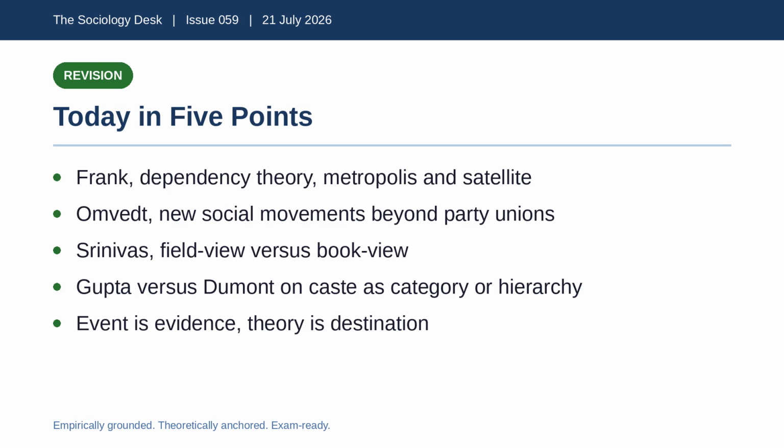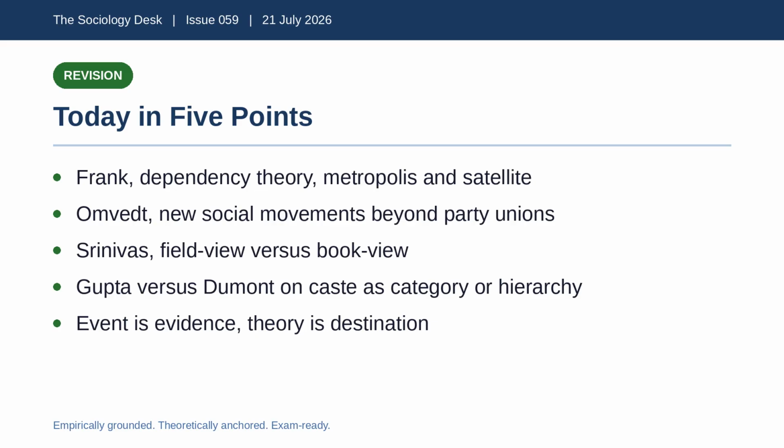1. A.G. Frank's dependency theory explains the farmer protest as resistance to becoming a satellite economy. 2. Gail Omvedt's new social movements framework explains why this protest looks different from older, party-based agrarian unions. 3. M.N. Srinivas's field view against book view explains why the open column matters more than any other detail in the Census 2027 story.